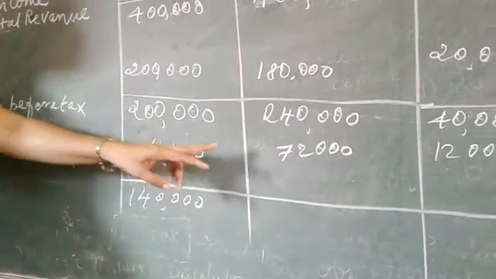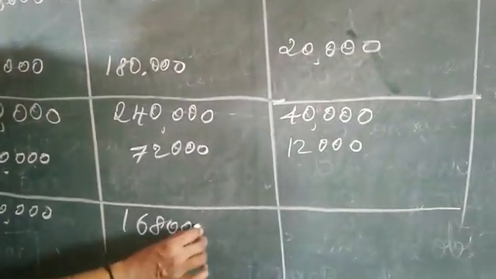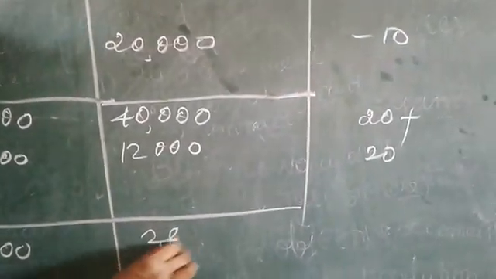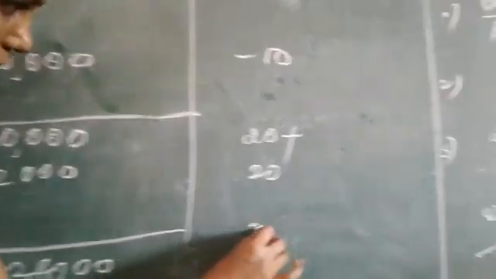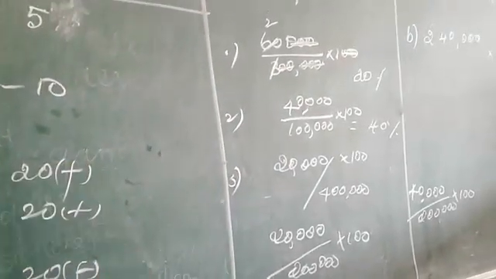Then the second column, 240 minus 72, 1,68,000. Then 40 minus 12, yes, 28,000. Percentage, here also 20. Can you clear, girls? Simple.